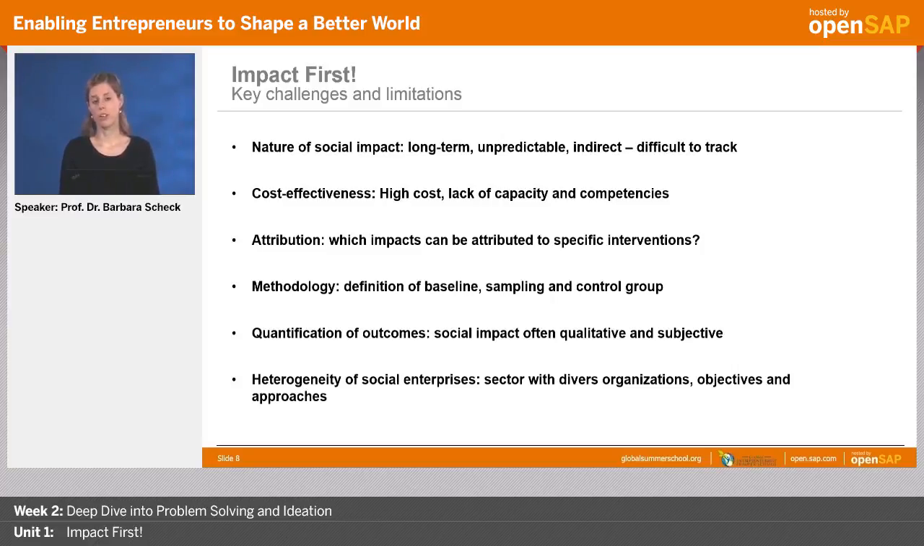Third, there's a problem of attribution. Attribution means the way how you can assess that a certain impact can be dedicated or can be attributed to your intervention and not to the activities of somebody else. There are certain methodological issues. So how do you find your baseline? So what's your starting point of assessment? Who's in your sampling group? So which part of the target group are you assessing? And who do you compare them with? So who's your control group?